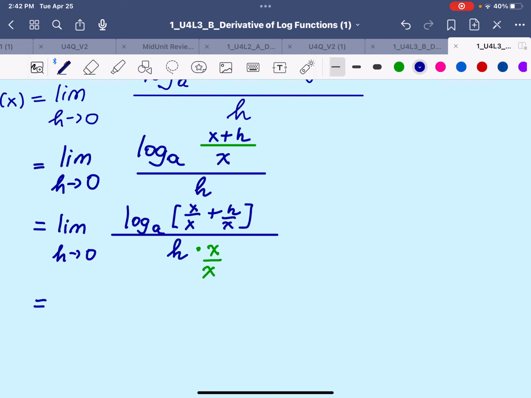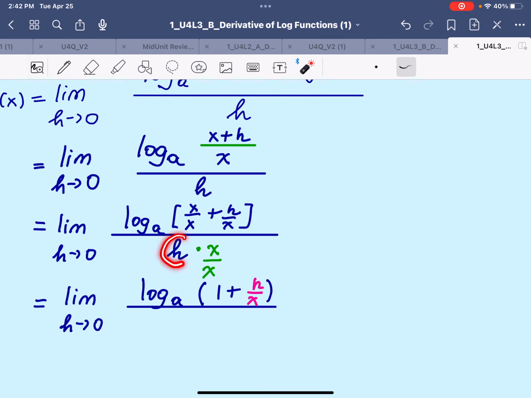So in the next step, we'll simplify some more. Limit as h approaches 0. We have a big fraction line, the log with base a. Inside the brackets, we'll have x over x, which is 1, plus h over x. And then close brackets. And down in the denominator, we'll combine this h with this x down here to make an h over x. Remember, in multiplication, multiply tops together, bottoms together. You can arrange them in any way you want. So that will turn into h over x and then times x.